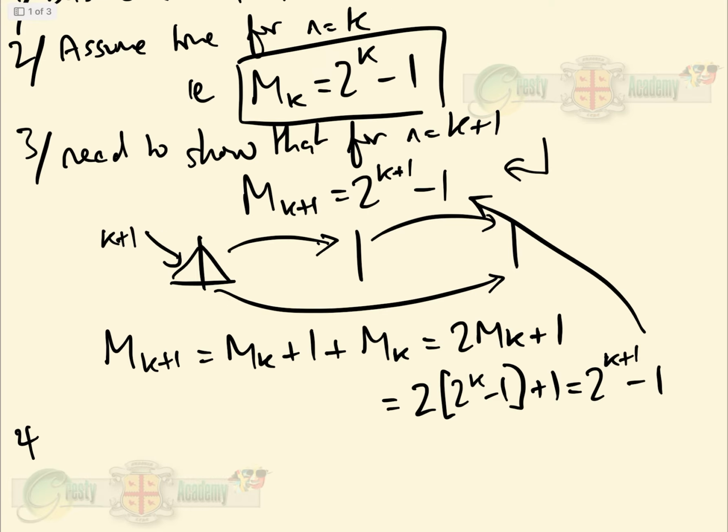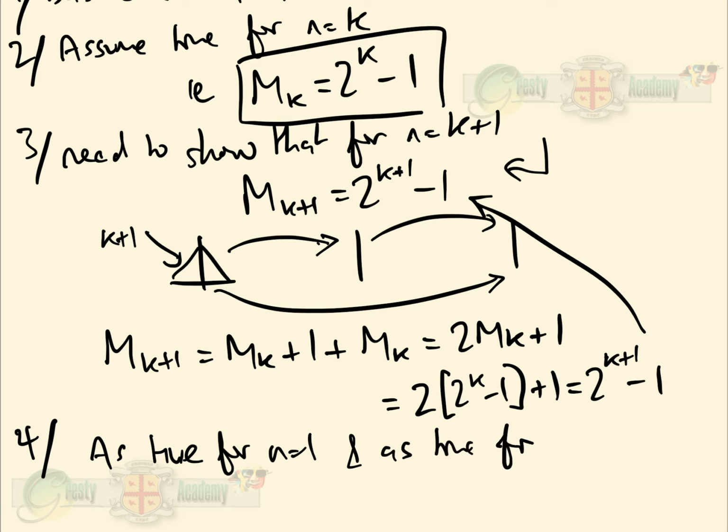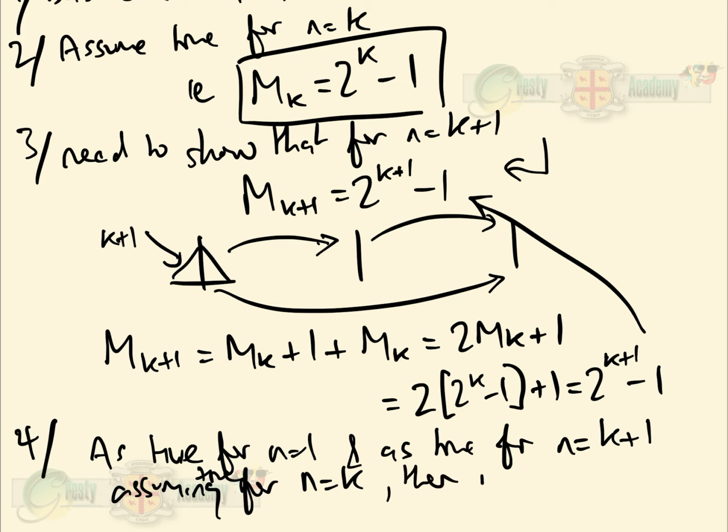And then number 4 on our induction, all we need to do is put the conclusion: it is true for n equals 1, the base case, and true for n equals k plus 1, assuming true for n equals k, then by mathematical induction, it is true, and we prove the statement. Okay, so that basically is doing it using those 2 methods.